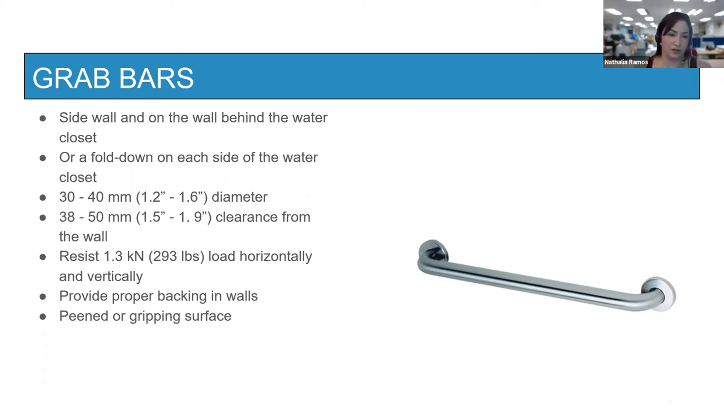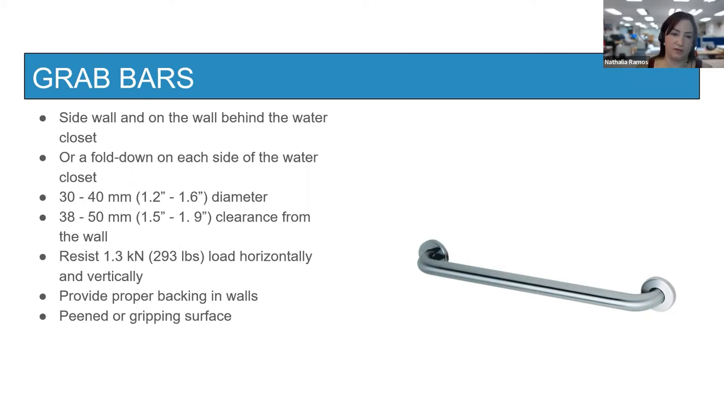Another change of the code was the diameter which is acceptable. Before it was only acceptable 35 to 40 millimeters, and now it is acceptable 30 to 40 millimeters diameter. So we have some other grab bar options that now comply to the code. Also, the clearance from the wall is now 38 to 50 millimeters.